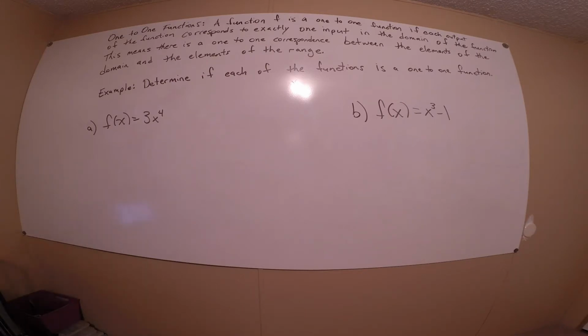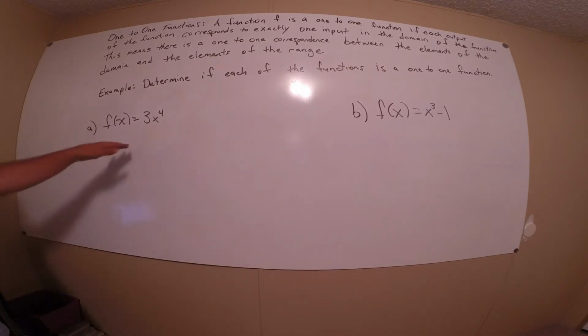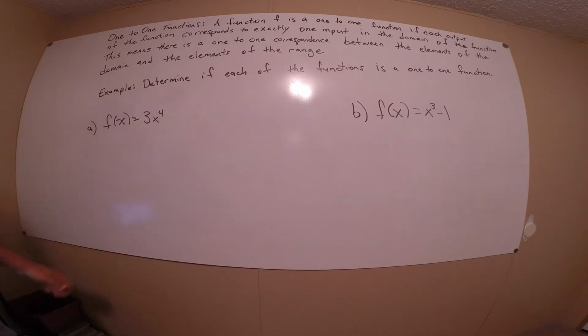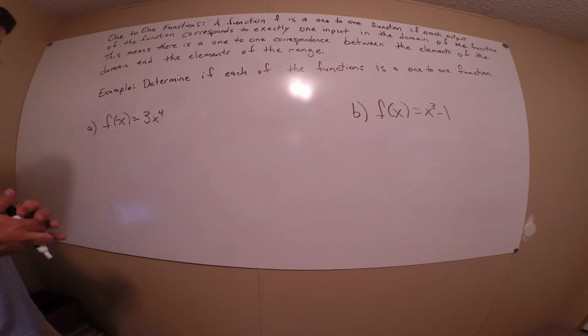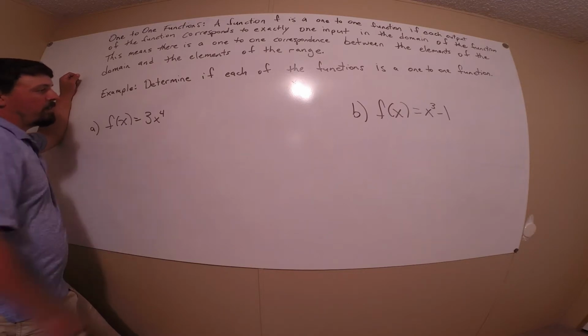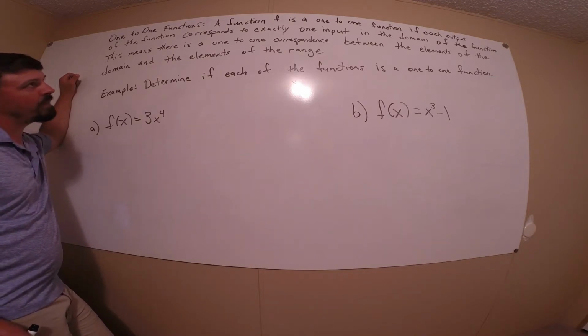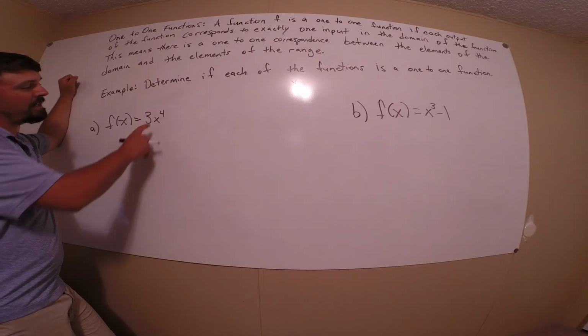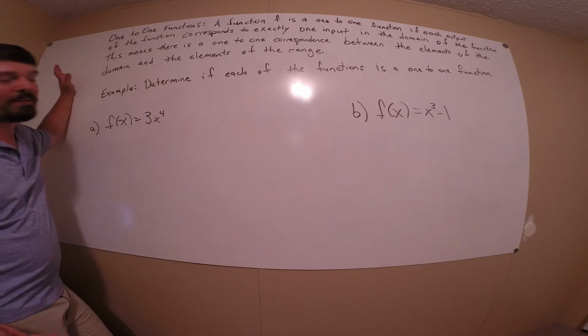It says determine if each of the functions is a one-to-one function. Okay. Easiest thing to do is if you look at it and you feel like it's not a one-to-one function, show an example that proves it's not a one-to-one function. So if we look at f of x equals 3x to the 4th, what we're going to look at here is, okay, what can I plug in here? If I'm thinking about it, what can I plug in here and I get the same answer?